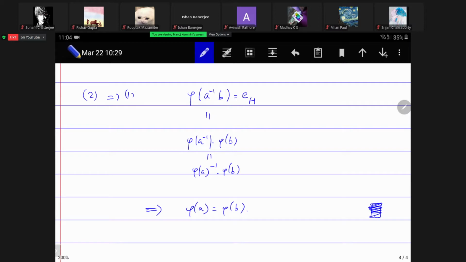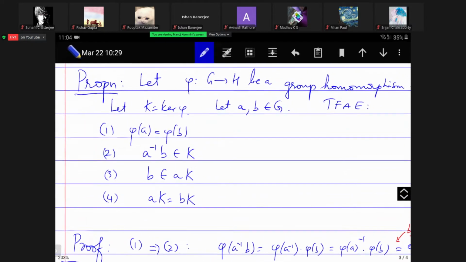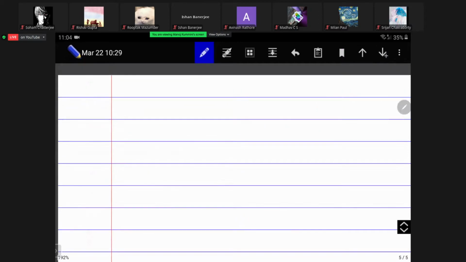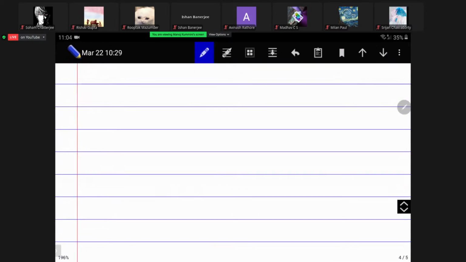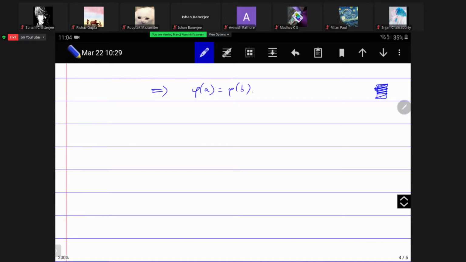So that's just a property about kernel and cosets of the kernel, etc. Any questions on this? So now we would like to look at another important construction or notion related to groups.